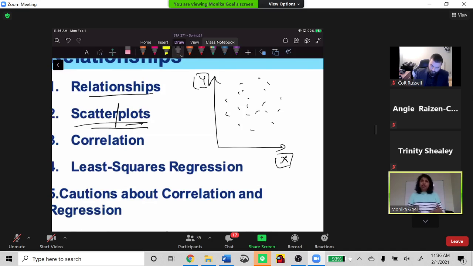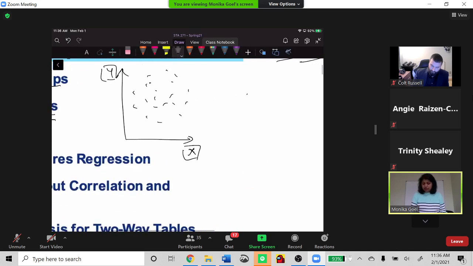To find the relationship, we need at least two, like if there is a relationship going on or not. So we cannot just see the relationship with one variable. So we are working with two variables, and out of those two variables, one variable is called your explanatory variable, and the second one is called your response variable.